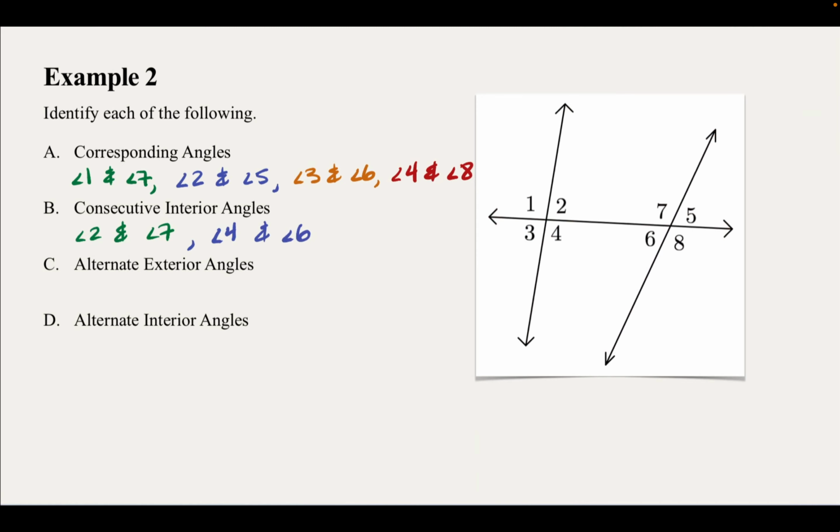Let's do the next one. Alternate exterior angles. If I'm talking about the exterior now, that means I can't use any of these angles. Alternate means on opposite sides of the transversal, which means if I start off with angle 1, my next angle has to be angle 8 because it's on the other line on the opposite side of that transversal. Angle 1 and angle 8. I could also have angle 3 and angle 5.